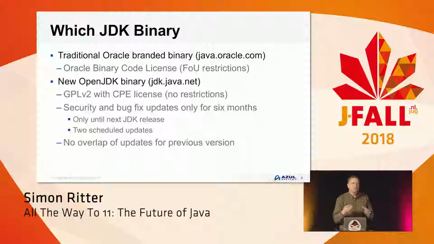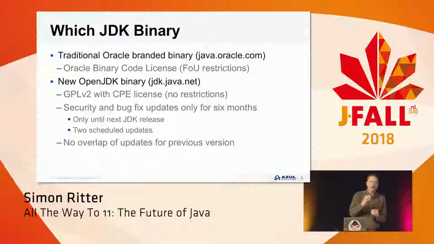What Oracle have now done is to create a second binary. So the first one's the Oracle JDK binary. The second one is the Oracle OpenJDK binary. This is available through jdk.java.net, and that has a different license. So this is now licensed through the GPL version 2 with classpath exception license. That's a less restrictive license, so if you do want to use it in embedded devices or single-purpose devices, then there's no restriction. The thing about these is there is no concept of long-term support.